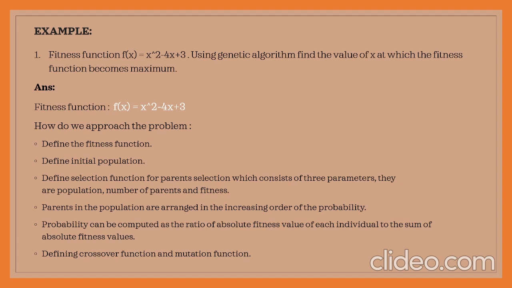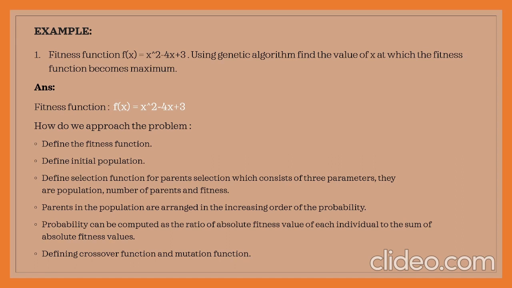Let me take an example with fitness function, a quadratic function, x square minus 4x plus 3. Using genetic algorithm, find the value of x at which fitness value becomes the maximum. First, we need to define fitness functions. Later, we will select few populations, that means few x values.